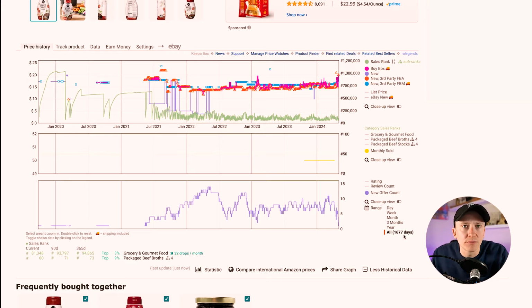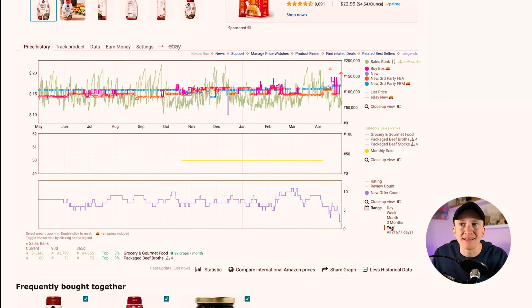This can be helpful for seasonal products if you want to see how it's sold in every Q4, for instance, every Christmas season. But for the most part, I am typically looking at the last year, unless it's a much more seasonal item where I want to see what it's done in past seasons, whether it's the summer, Christmas, Thanksgiving, etc. That's where looking at all history would be helpful if it's available.